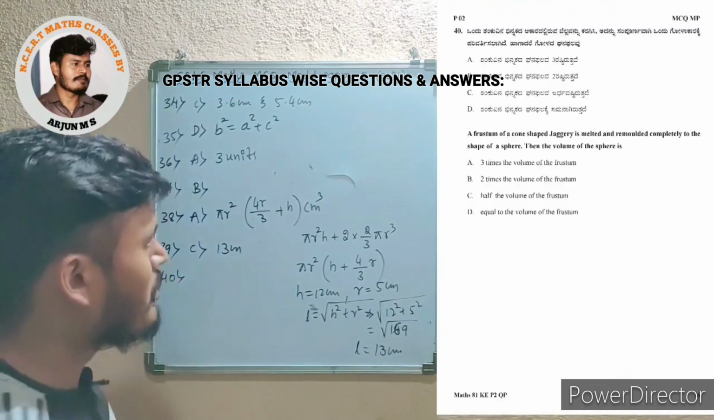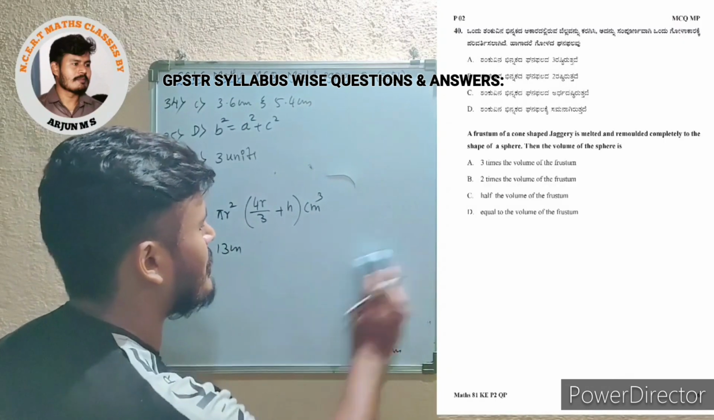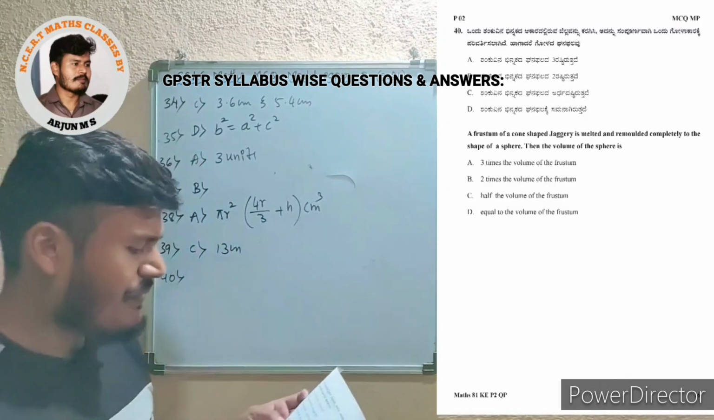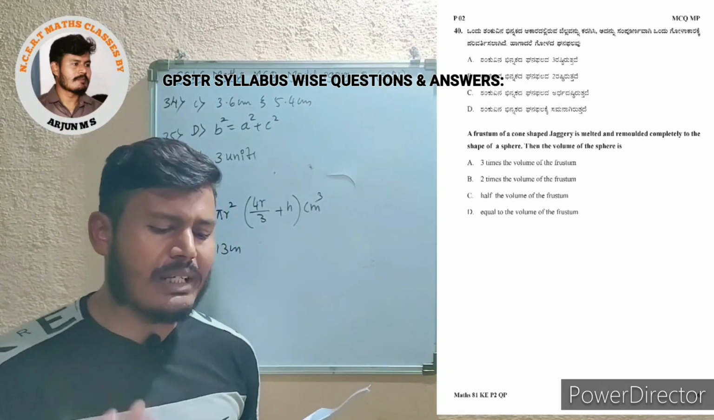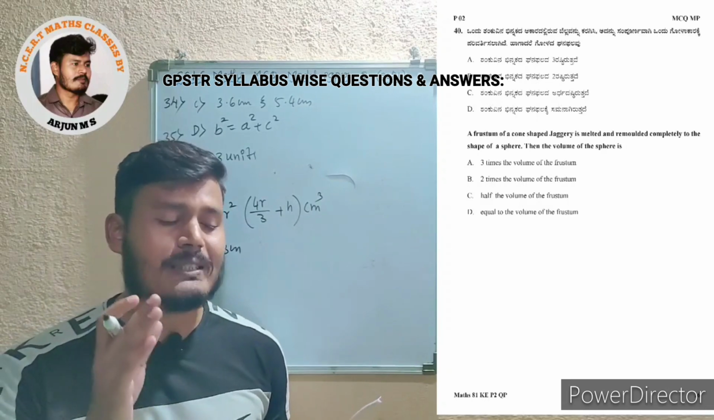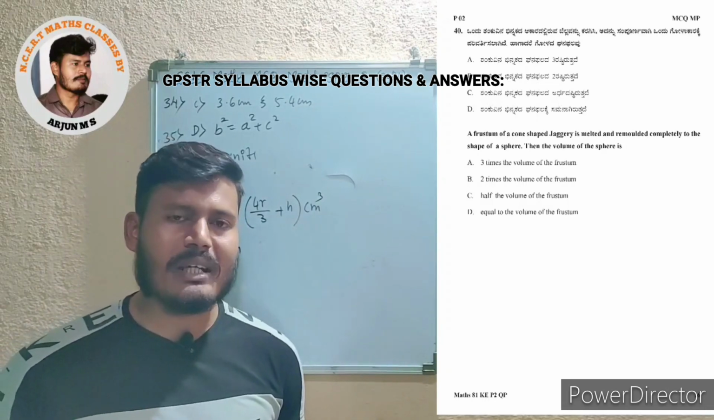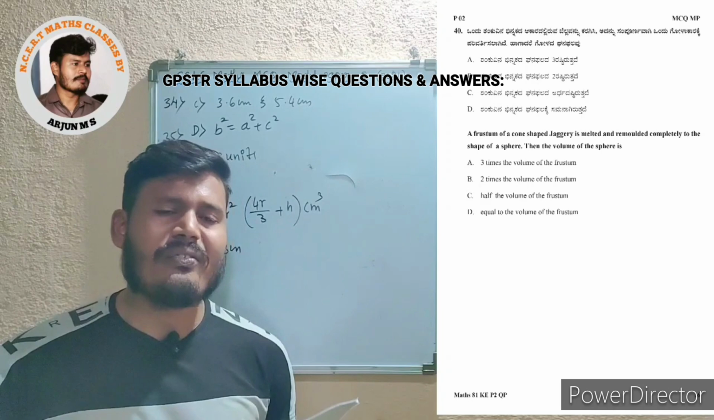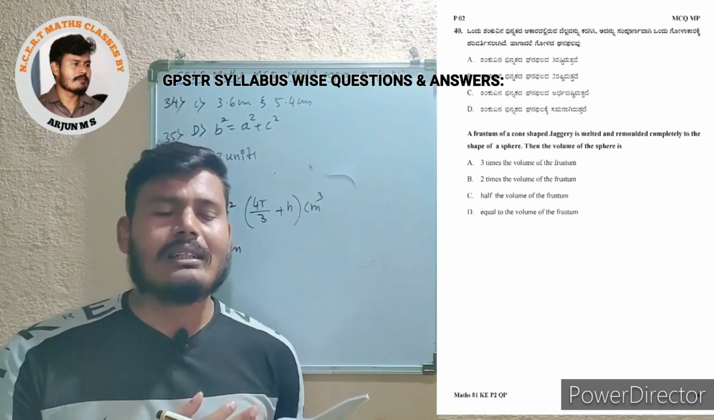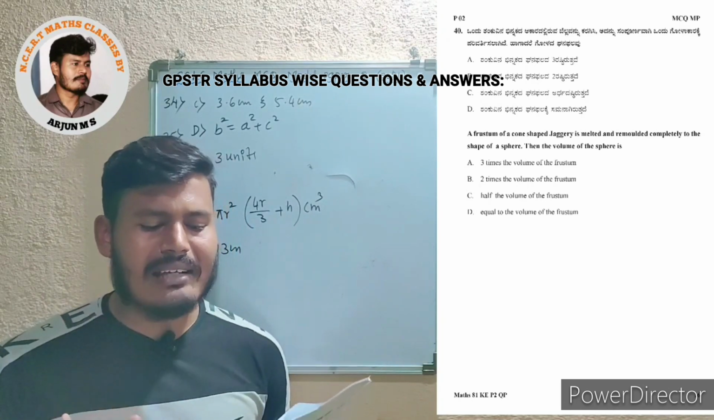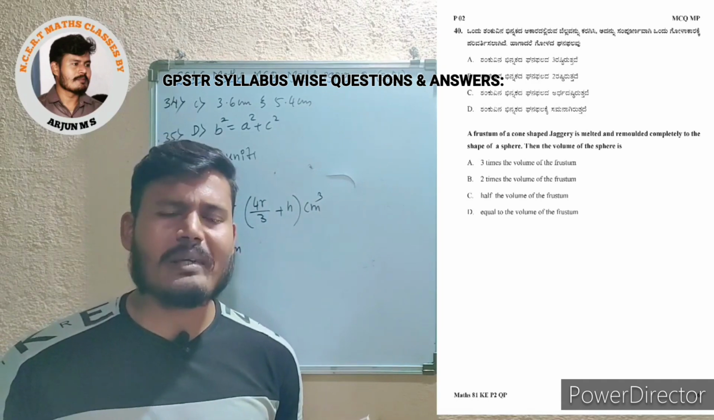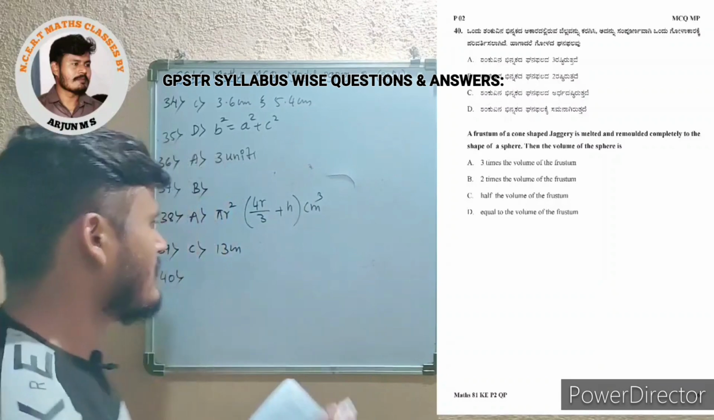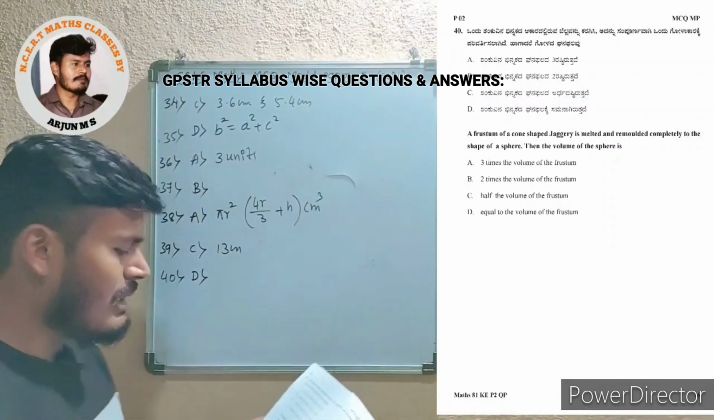So now we're moving on, the last question from this question paper. A frustum of a cone shaped jaggery is melted and remolded completely to the shape of a sphere. Then the volume of the sphere is... we have one frustum of a cone shaped jaggery melted and remolded completely to the shape of a sphere. Then the volume of the sphere is, both the volumes are the same. That's why option D is correct.